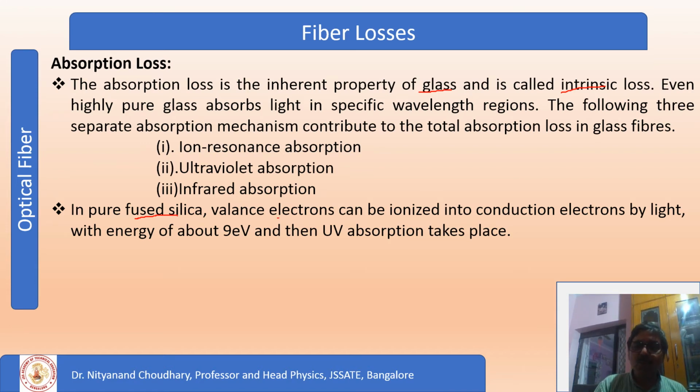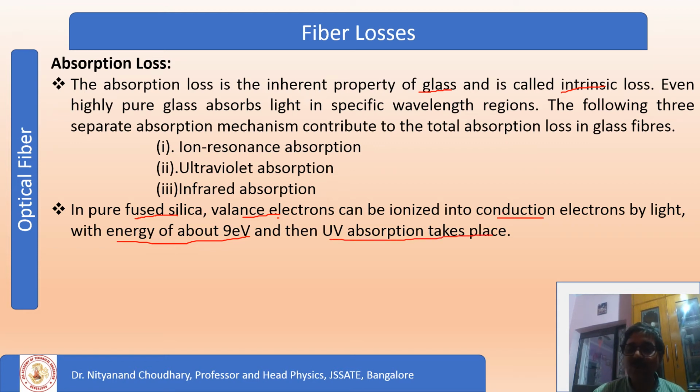Now what is passing through that? We are taking the light, and if the energy of the light is nearly 9 electron volt, then your valence electron will be converted into the conduction electron. So the valence electron of your silica is going to be converted into your conduction electron, and the moment this type of thing is happening, then UV absorption will start taking place, right?